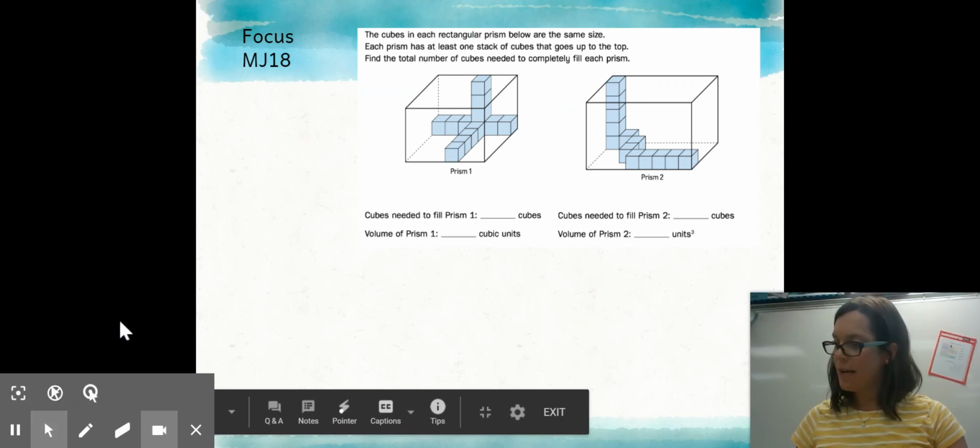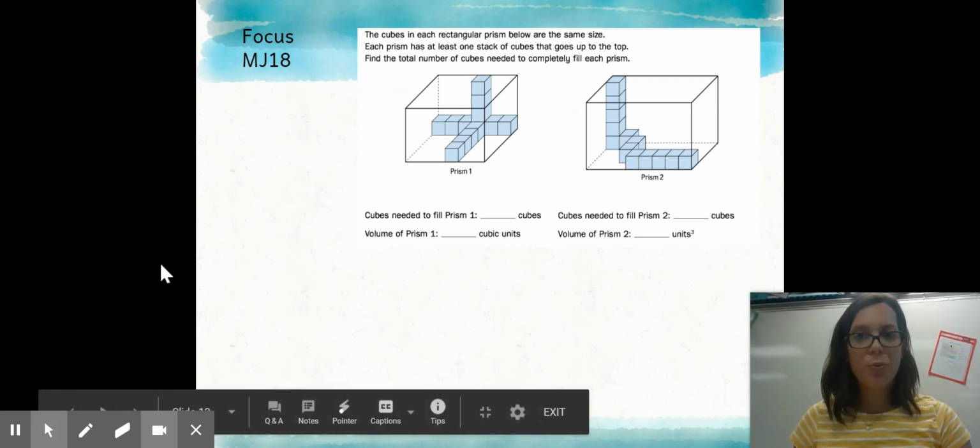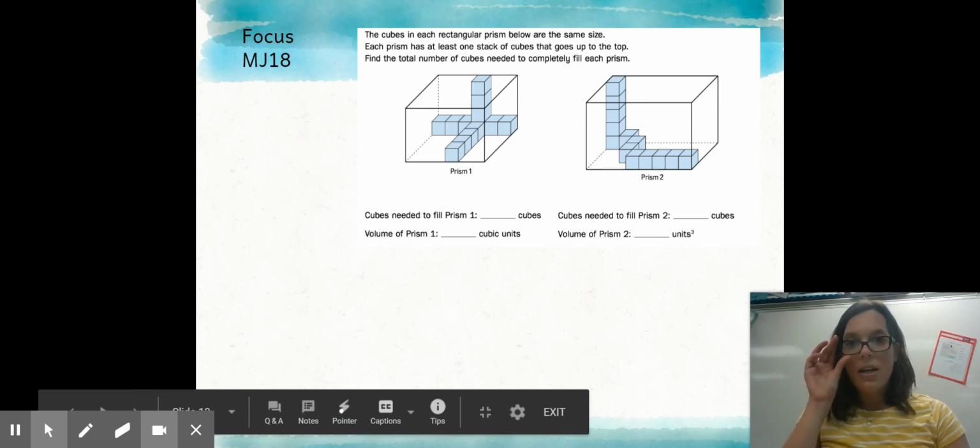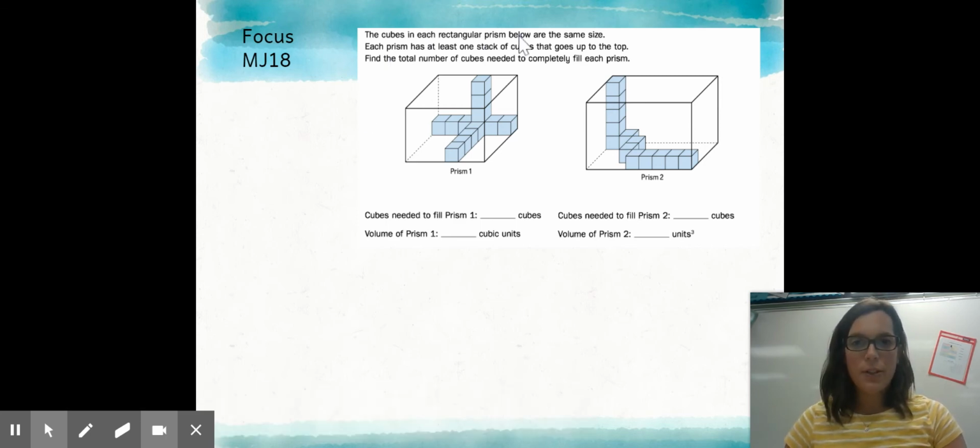Okay, so we're still on page 18. We're going to do 2 practice problems together before we come back as a whole class. So it says the cubes in each rectangular prism below are the same size. So they're all this big. Each prism has at least one stack of cubes that goes up to the top. Find the total number of cubes needed to completely fill each prism.